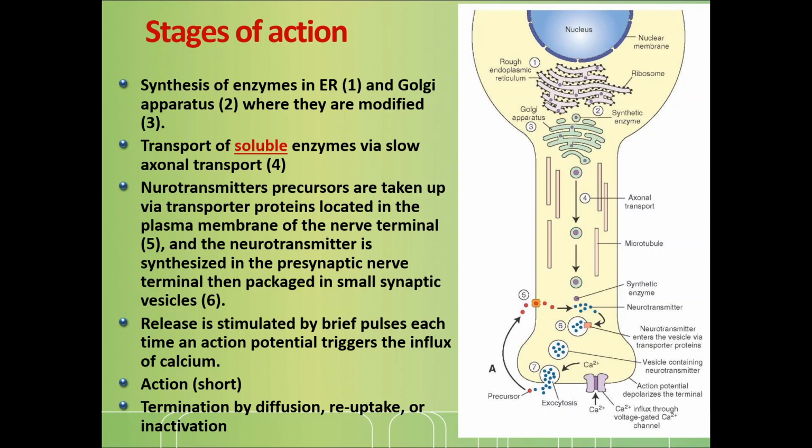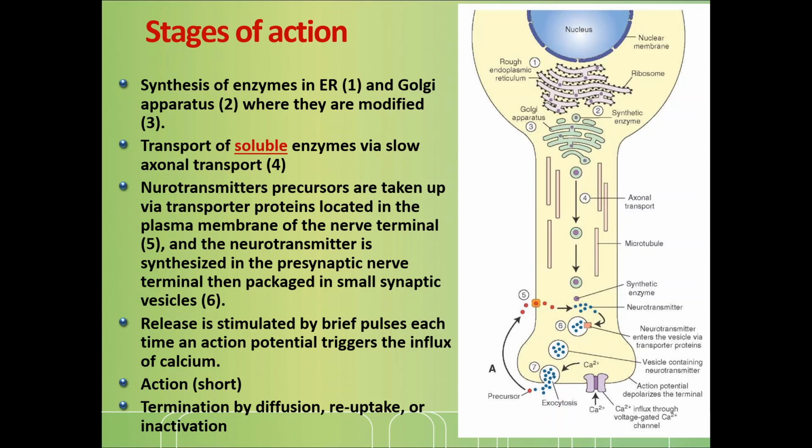So the enzymes are synthesized in the endoplasmic reticulum, and then they are transported into the Golgi apparatus where they are modified and so on. And then you have transport of these enzymes either in vesicles or as soluble enzymes. They are transported into the synaptic terminal. Now, in the synaptic terminal, you have the synthesis of the neurotransmitter itself.